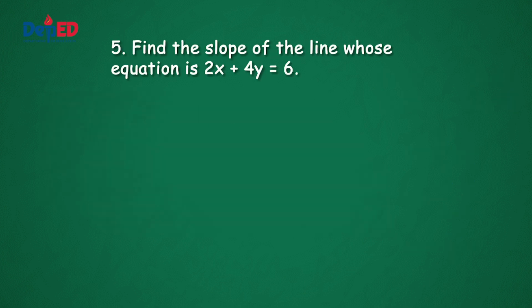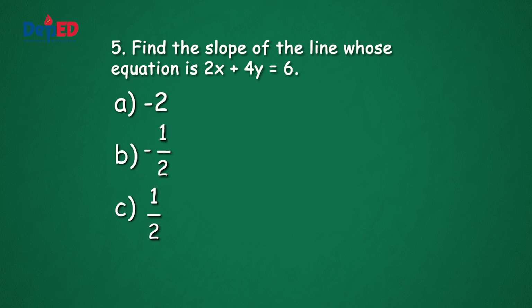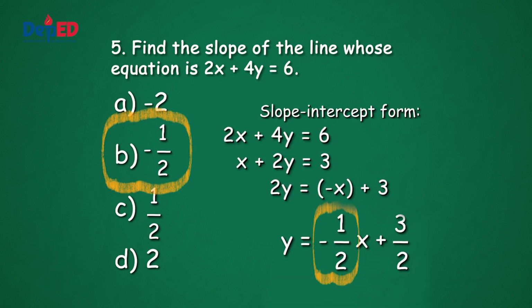Last number, find the slope of the line whose equation is 2x plus 4y equals 6. A, -2, B, -1/2, C, 1/2, or D, 2. The correct answer is letter B, -1/2. We can get the slope by writing the equation in its slope-intercept form. Y equals -1/2 x plus 3/2.